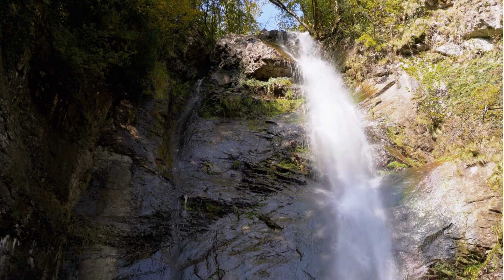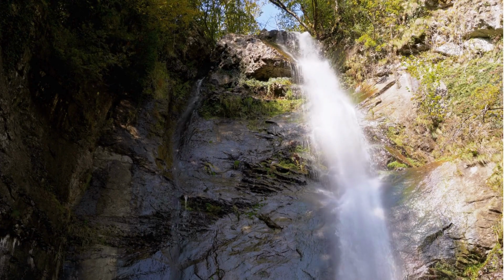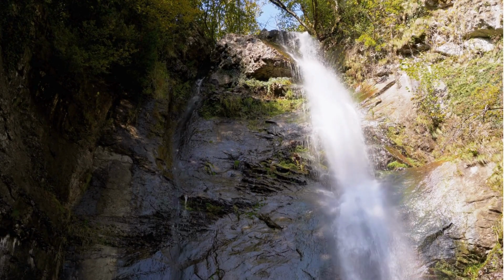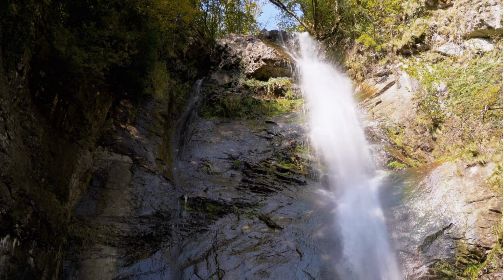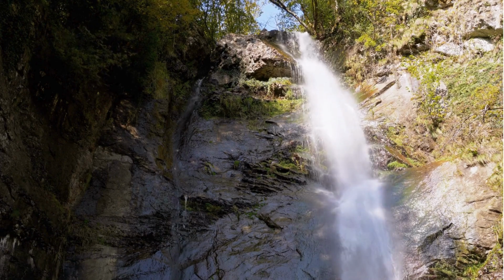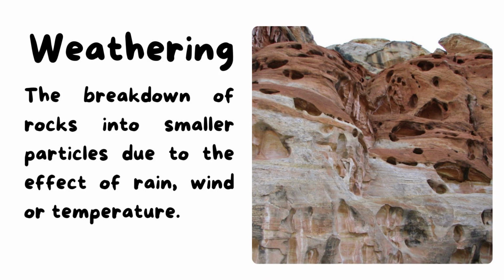As we see here, even in the sea or in fresh water like a river, when the water moves on the rocks, it causes what? Breakdown of the rocks into smaller particles. This is called what? Weathering. Weathering is the breakdown of rocks into smaller particles due to what? The effect of rain or wind or temperature. Wind causes weathering, and also the change in temperature causes weathering.